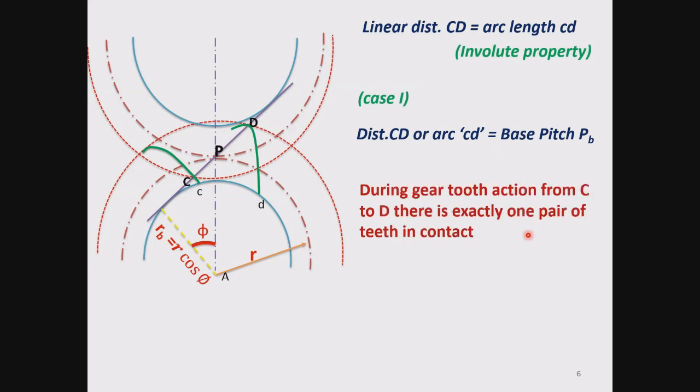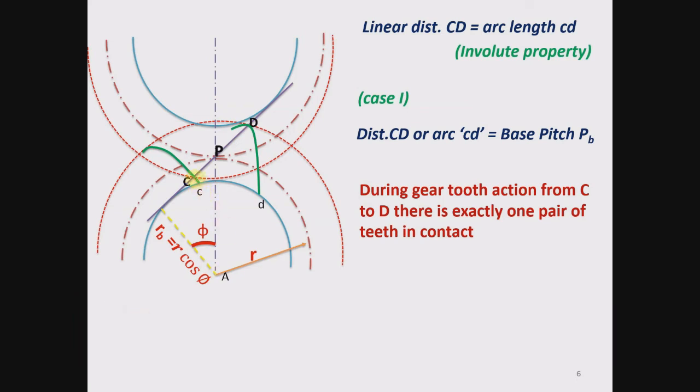Okay. You don't have to write this, don't write anything, just try to understand. This is not given in the book, I am just trying to explain it to you. We are going to only use the equation of contact ratio. Okay, so don't write this. So if distance CD is equal to the base pitch, what you can conclude is that during gear tooth action from C to D, there is exactly one pair of teeth in contact.